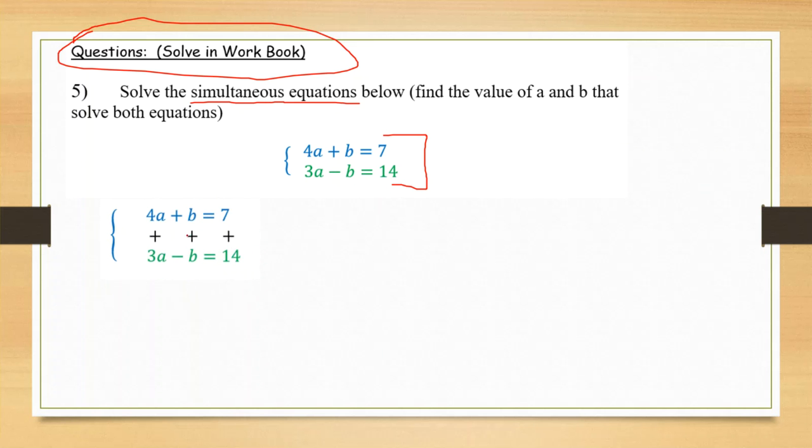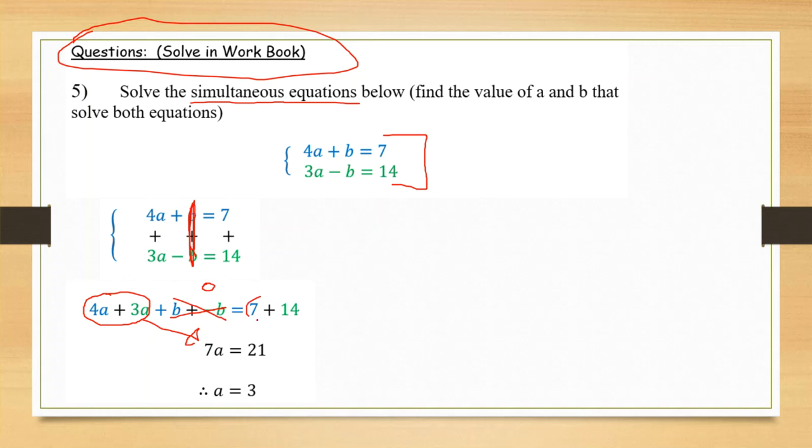So you should add these two equations together. B plus minus B eliminates B. 4a and 3a is 7a. B minus B cancels, or gives us 0. 7 plus 14 is 21. So 7a equals 21. Divide by 7 gives us a equals 3.